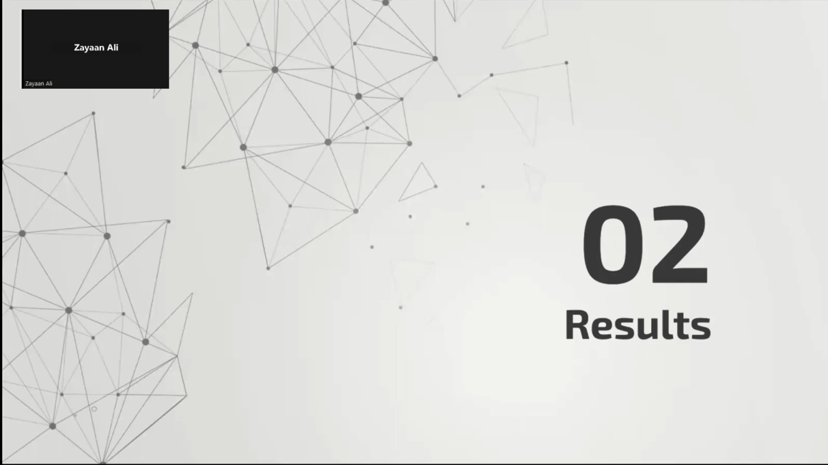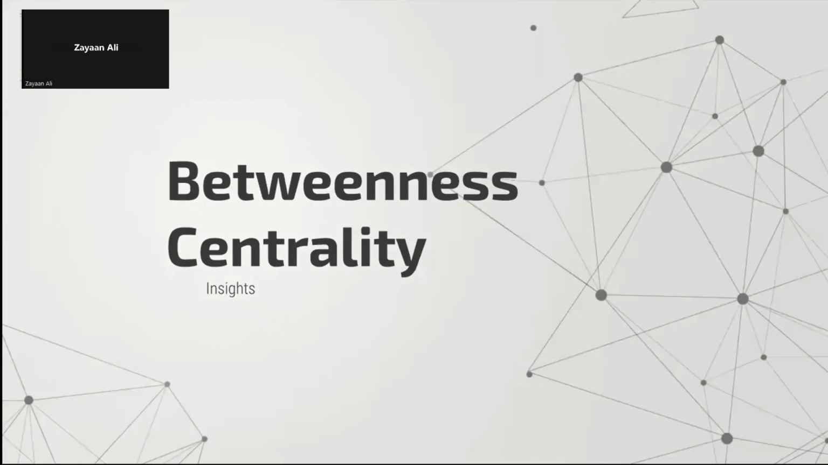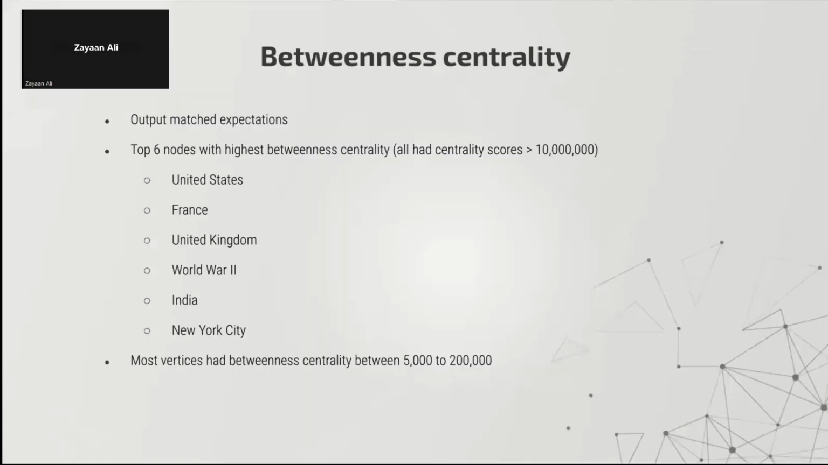Now for the results. First, betweenness centrality. So for betweenness centrality, the output matched our expectations. The top six nodes with the highest betweenness centrality were all extremely broad topics, which makes sense. Some of them were United States, France, United Kingdom, World War II, India, New York City, all very broad articles with lots of connected components. And most vertices had a betweenness centrality between 5,000 and 200,000.